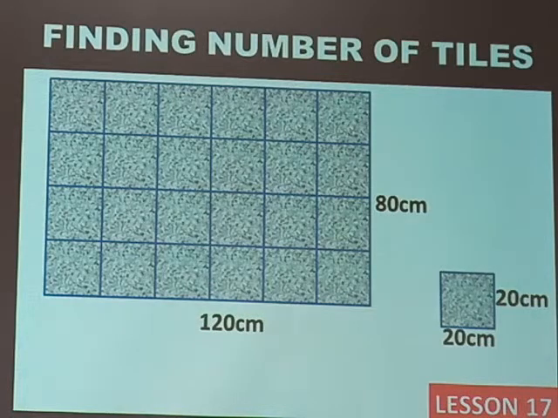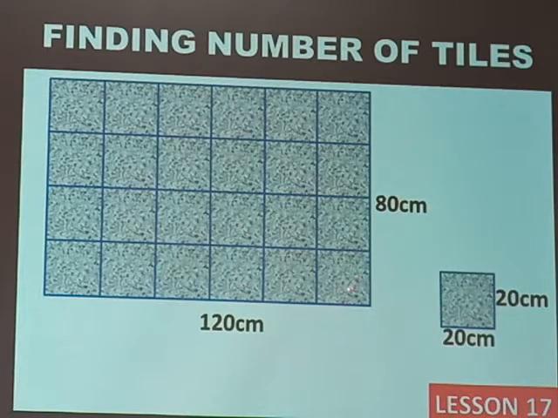Before we look at that, we can look at this. Along our length, we got 6 tiles. The 6 tiles can be got by dividing the length of the room, which is 120 centimeters, divided by the side of the tile, which is 20 centimeters. And I believe you'll agree with me. 120 centimeters divided by 20 centimeters will give us 6, which we got as a number of tiles along the length of the room.